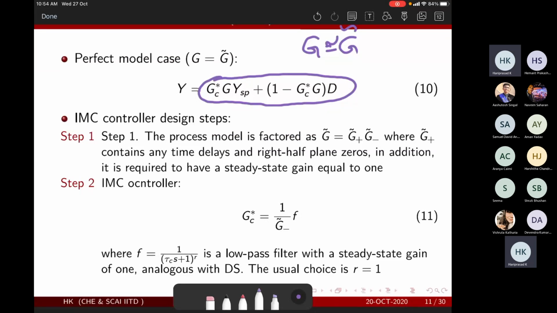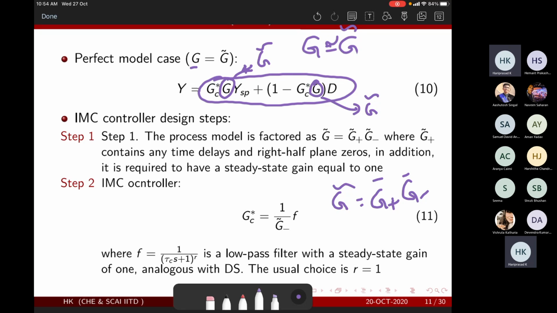Okay, so now what Morari and coworkers proposed is the following. G is equal to G tilde, so they are used interchangeably. They are all the same. What Morari and coworkers said is that the process would contain a lot of garbage transfer functions. For instance, it may contain a time delay, it may contain right half plane zeros, because it contains both numerator and denominator, right? So what they suggested is you split the model into two parts.